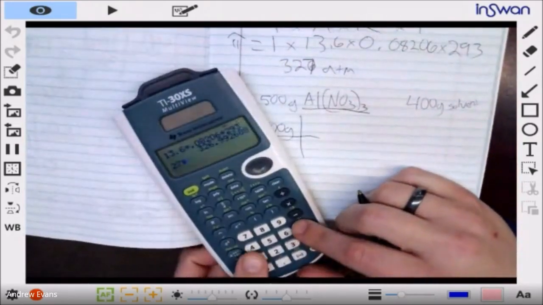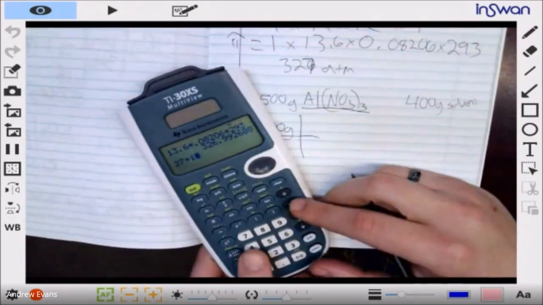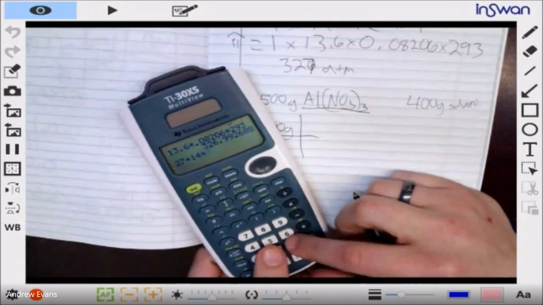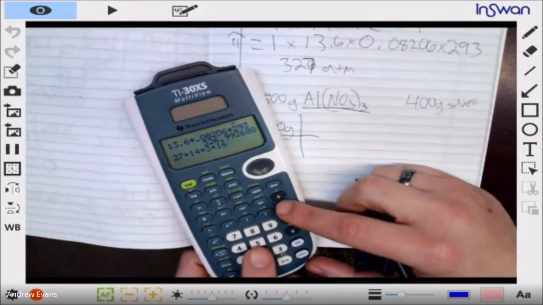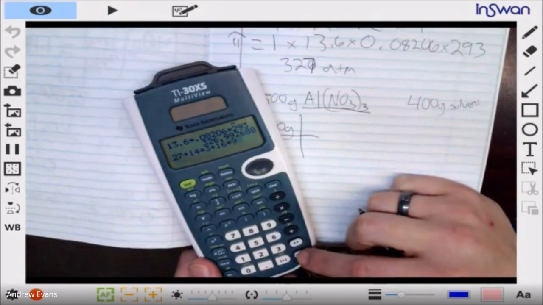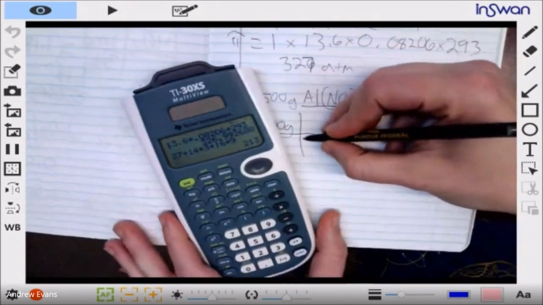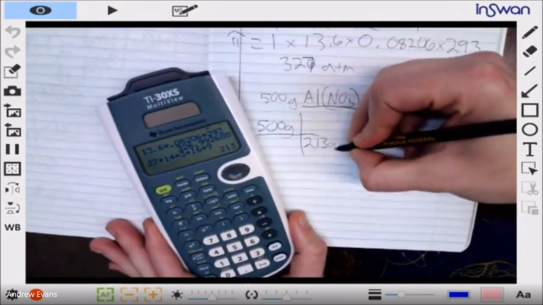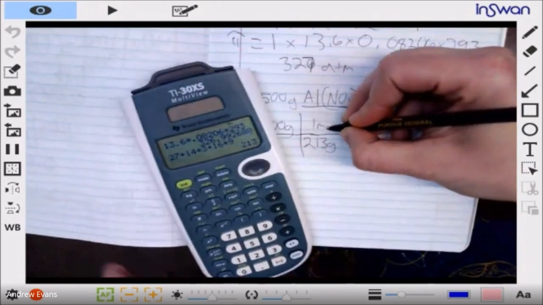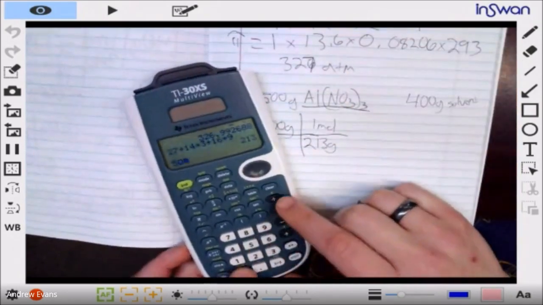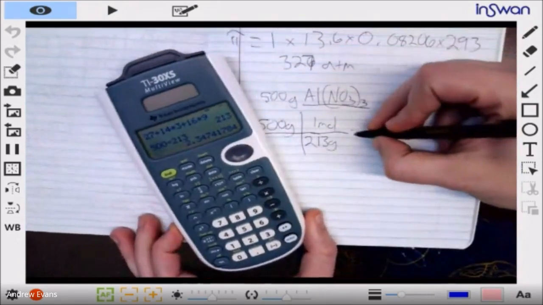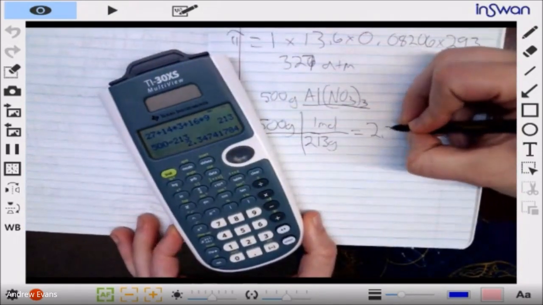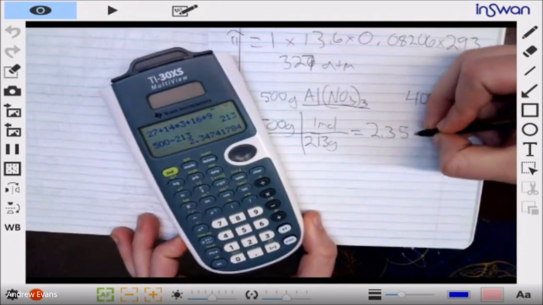Aluminum is 27. Nitrogen is 14, and there are 3 nitrogens. Oxygen is 16, and there are 9 oxygens. So the molar mass of this is 213 grams per 1 mole. So how many moles do we have at 500 grams? We would have 2.35 moles.